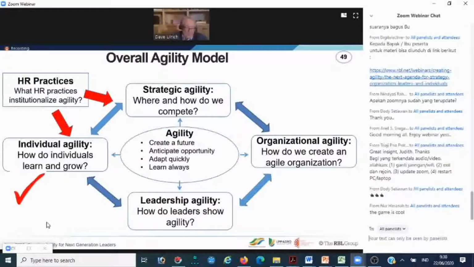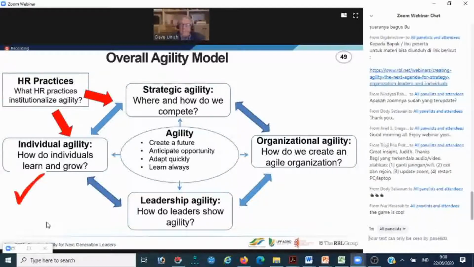Let me take a breath. I'm going to hit individual agility, and then I'm going to take a deep breath and summarize where we are, and then hit HR quickly, and we'll have time for questions. I will be done in about 7 minutes with my presentation, so that we'll have 20 minutes for questions.